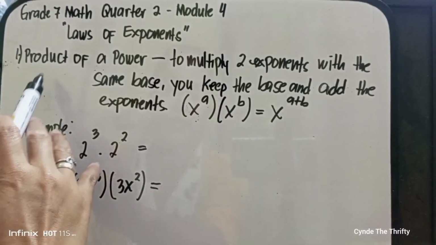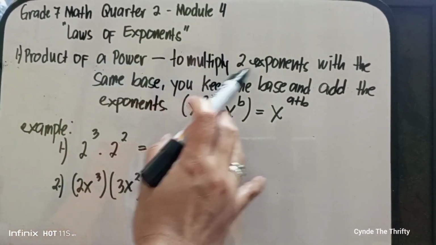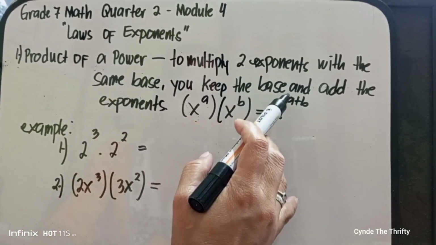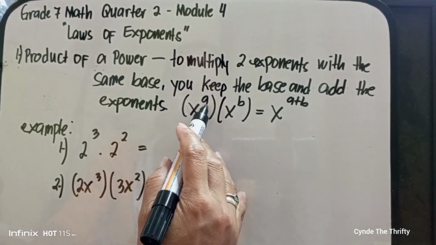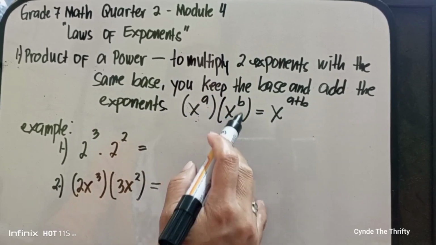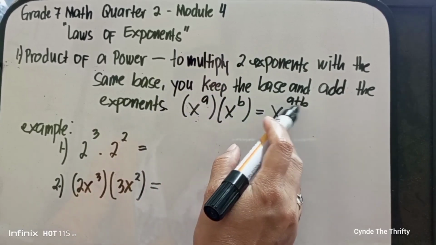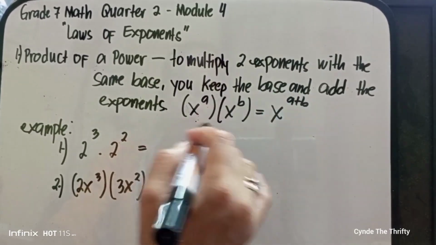Uunahin natin itong product of a power. So, product of a power, so multiply two exponents with the same base. You keep the base and add the exponents. So, x raised to the power of a multiplied by x raised to the power of b is equal to x raised to a plus b. Dahil i-add lang natin ang exponent kasi meron tayong magkaparehong base.